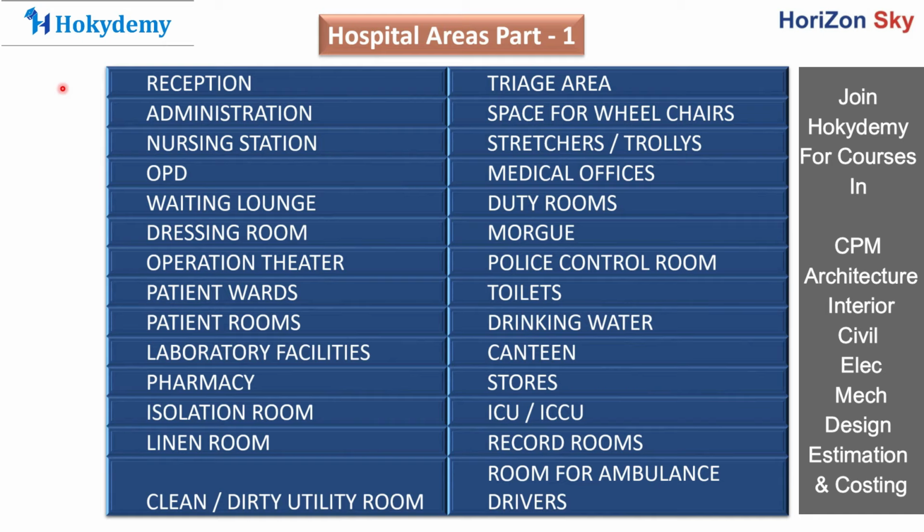Next, we have the nursing station. The nursing station is the place where the nurses are stationed, as the name suggests. So the male nurses as well as the female nurses are always in that area, and they are called upon by the doctor whenever and wherever needed. Then we have the OPD. OPD is the standard operation area. Then we have the waiting lounge.